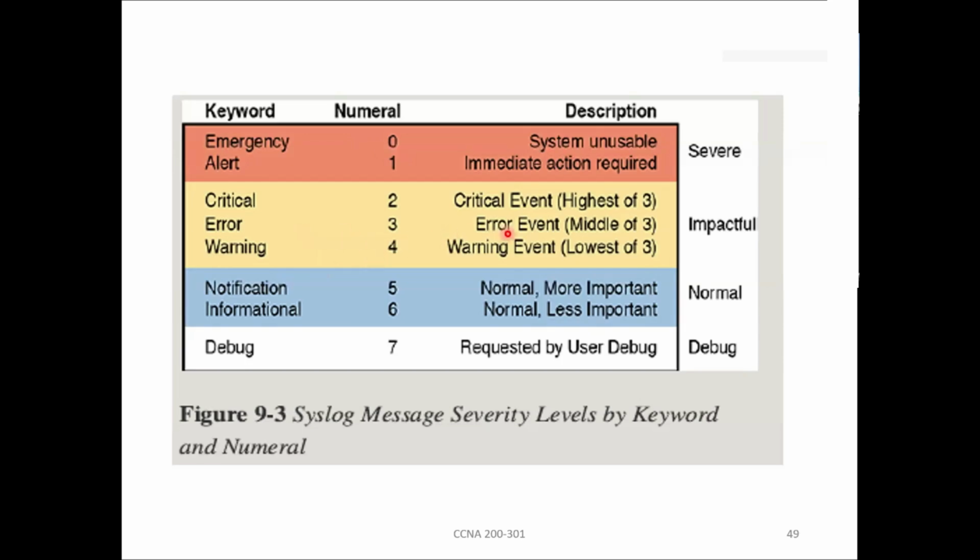Error means severity level 3, some error found, and that will be logged as an event. Warning is number 4. Notification is number 5, which is normal. Informational is normal, less important. Debug is 7, requested by the user. So these are the severity levels we have. For example, severity level 5 means notification, and severity level 3 means error.